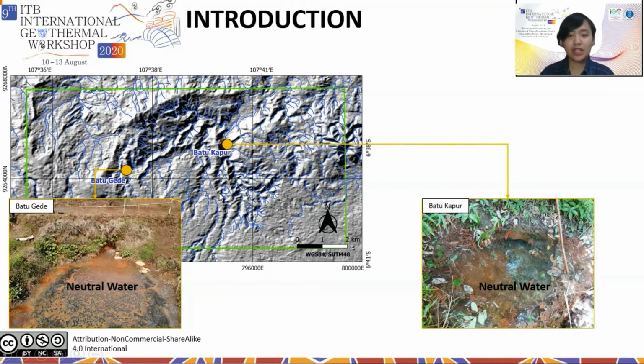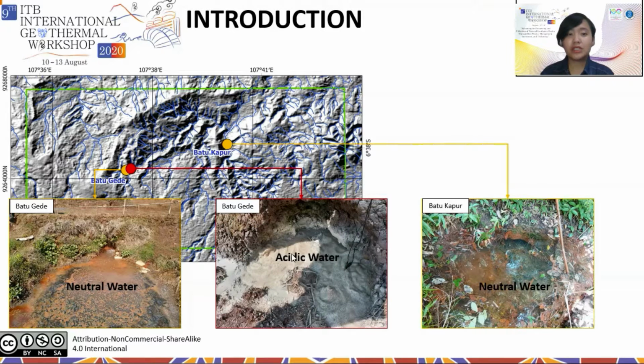In general, manifestation in these two areas are generally characterized by the presence of bicarbonate warm springs with a natural pH. Despite the similar characteristic of their manifestation, there is a significant characteristic difference between them. Acidic pH cold spring with pungent smell of sulfur with mud pool and acid alteration emerge in the Batu Gede area. What is the cause?